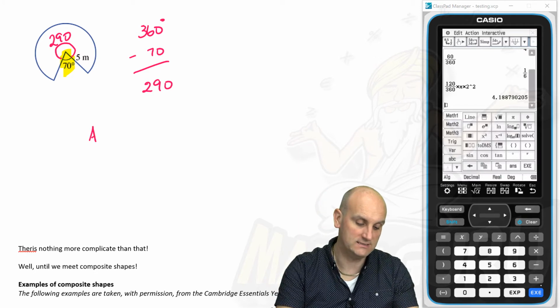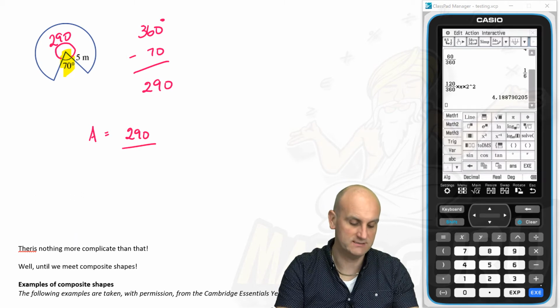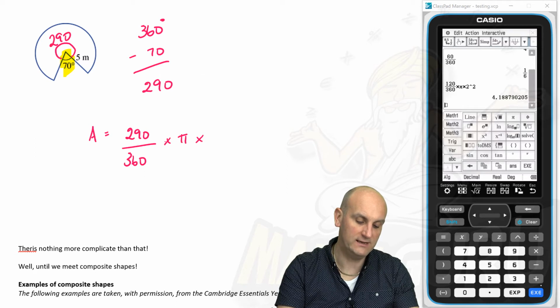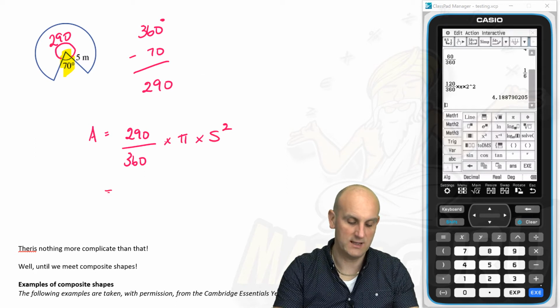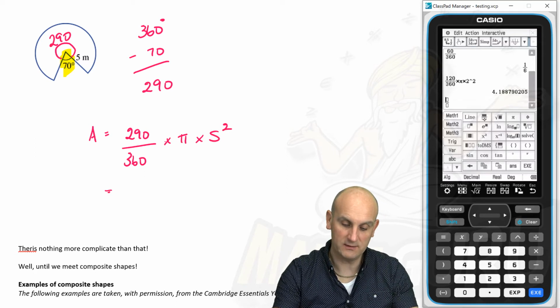So area is equal to 290, that's how big my sector is, divided by 360, times pi, times my radius, which is 5, squared. The rest of it now just goes into my calculator. So deleting that again because I hit the button too many times.